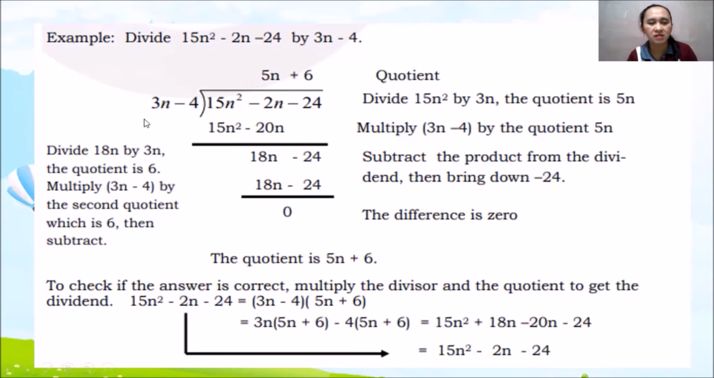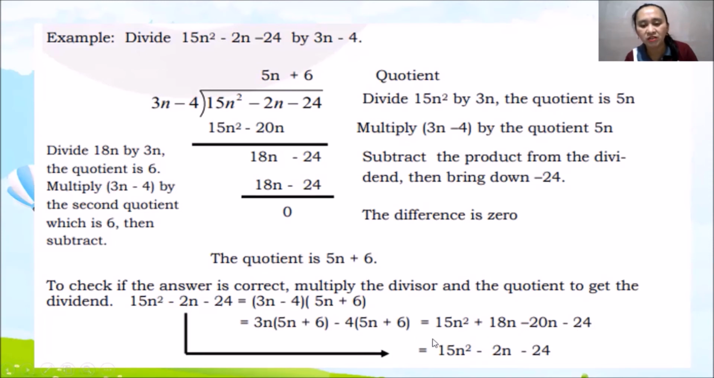5n plus 6 times 3n minus 4, we get the same answer ng dividend, which is 15n squared minus 2n minus 24. So 3n ang multiplier natin. 3n times 5n plus 6 minus 4 times 5n plus 6. So 3n times 5n is equal to 15n squared. And 3n times 6 is equal to 18n. Negative 4 times 5n is negative or minus 20n. Negative 4 times 6 is minus 24.